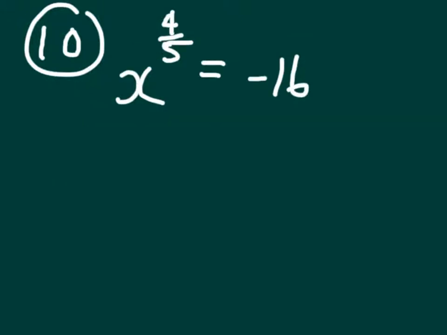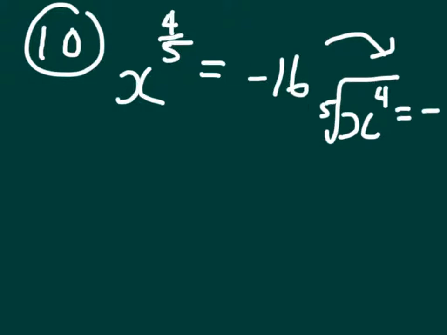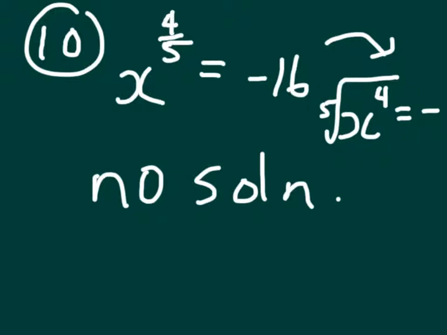And x to the 4/5 equals a negative number, negative 16. Is this possible? X raised to the power of 4 and then fifth rooted is equal to a negative integer. Once again, any integer raised to an even power gives us a definite positive, and a positive integer fifth rooted will give us a positive answer. So therefore, negative 16 is not a possible answer, so there is no solution for x.